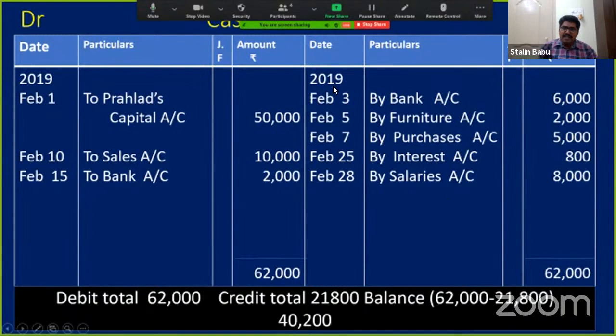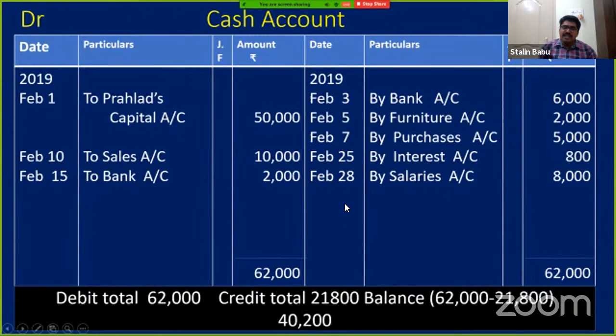What is the date? Generally, we record at the end of the month. So for February, the last date is February 28. So we write in the date column February 28. We are recording on the credit side, so we use the word BY, by balance c/d, that is balance carried down.